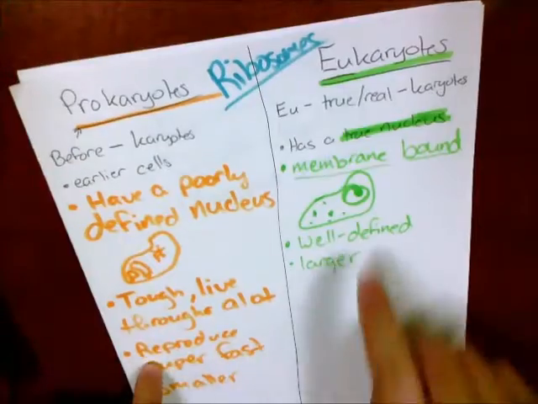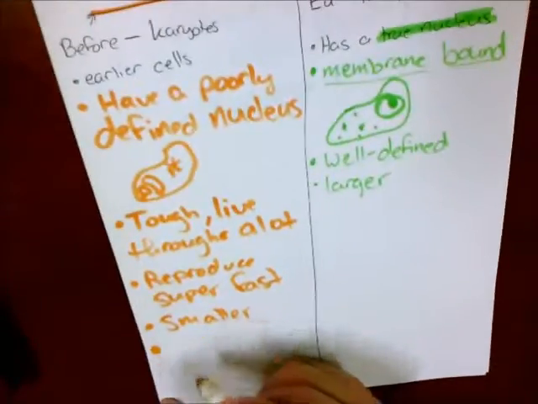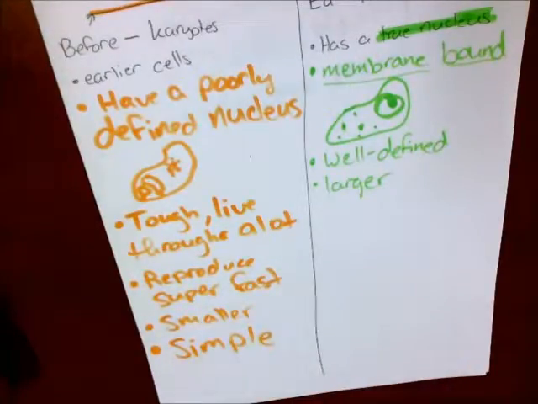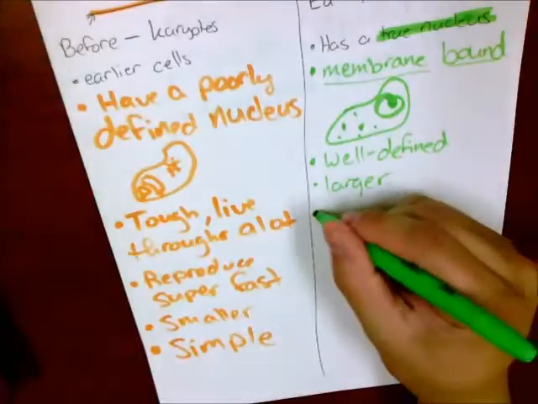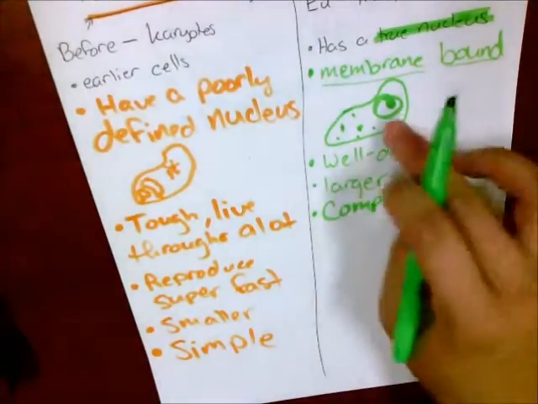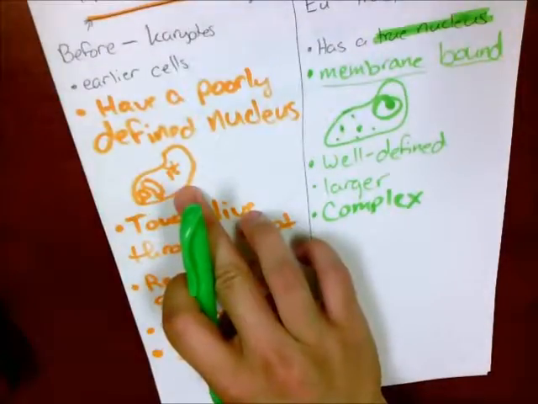Remember, these are simpler. These are complex. These are simple. Let's get this on screen. Simple. These are not. These are clearly complex cells. There are a lot more things in them. Like I said, these are organized little baggies inside of a larger box. This one's just a box of stuff.